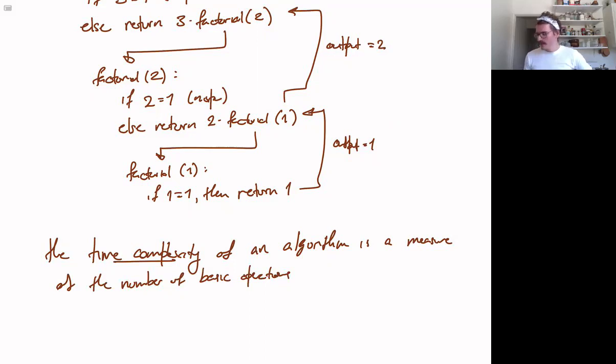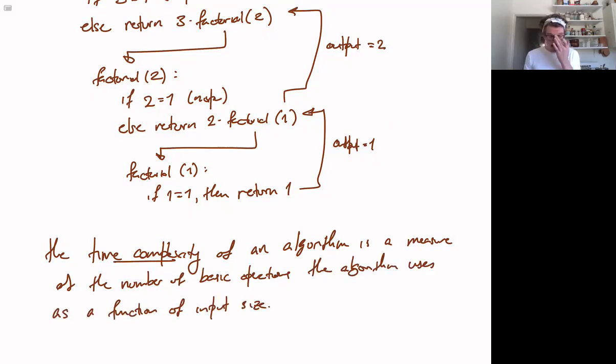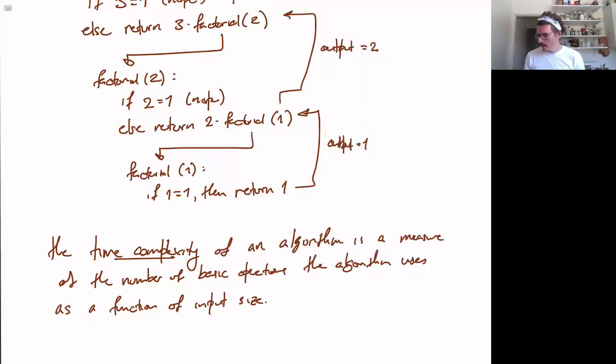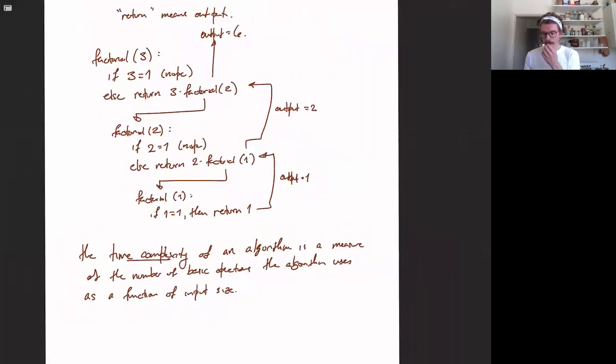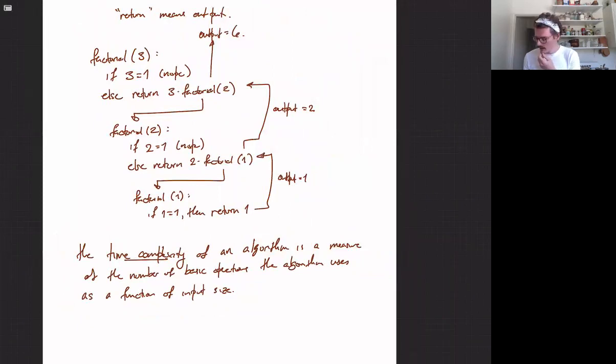Okay, so it's a number, it's a count of the number of basic operations the algorithm uses to find the solution as a function of the size of the input. So this might be, if you haven't seen it before, a little bit to swallow, but let's look at this example we just did and go through it to figure out what this means.